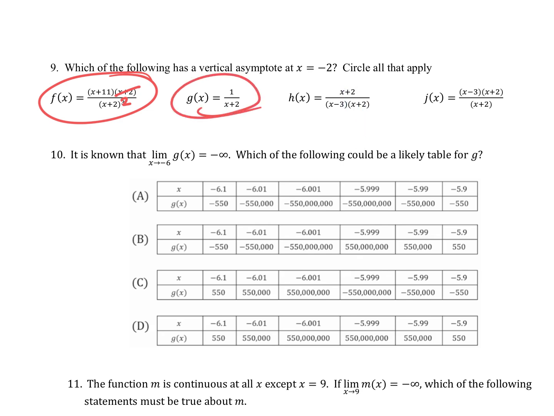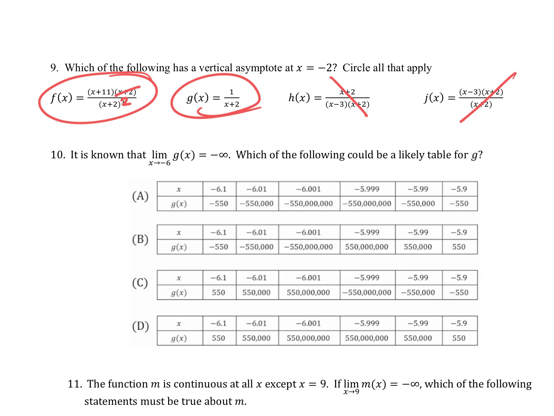How about this one? Nope. No, this one, these would cancel out. I would have a hole at -2. Where would my vertical asymptote be? 3, very good. How about this one? This one has no vertical asymptote. It does have a hole. Yeah. Good, good, good.